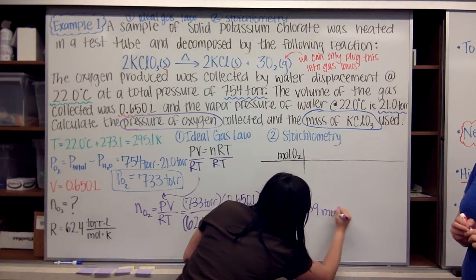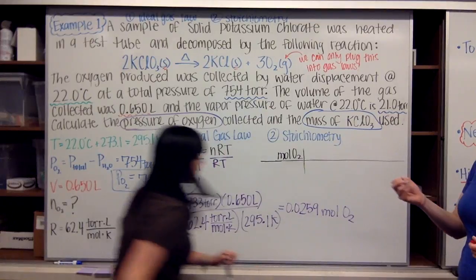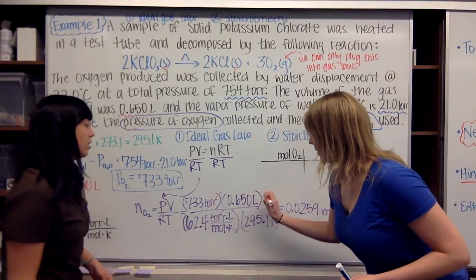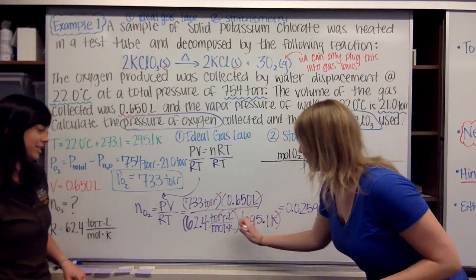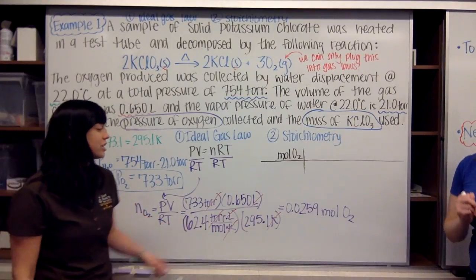0.0259 moles of oxygen. Okay? Remember, torr is gone, liters is gone. I forgot it last time too. Kelvin is gone. So all I'm left with is moles.